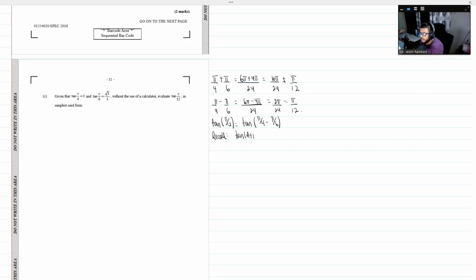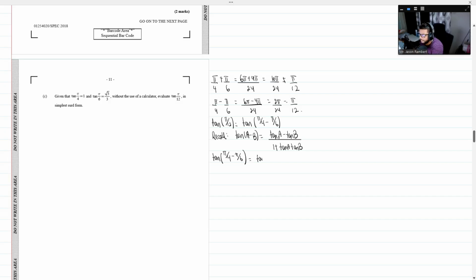Tan of A plus B is equal to tan A plus tan B over 1 minus tan A tan B. So tan of pi on 4 minus pi on 6. I recalled the wrong one. All I had to do is switch the signs, right? So instead of tan of A plus B, I'll have tan of A minus B, with A minus B on top and plus below.